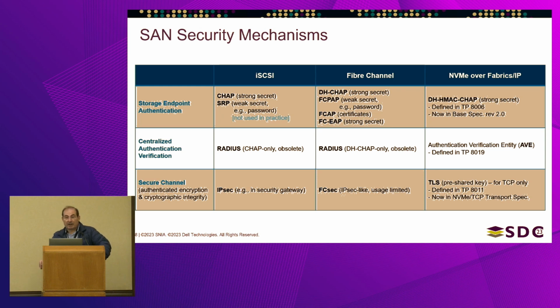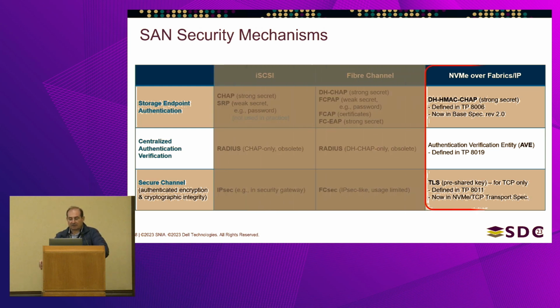This protocol requires a centralized authentication verification in order to be scalable, and that has been deployed for both Fibre Channel and iSCSI, that now is obsolete. And for NVMe, we defined the authentication verification entity. And for secure channel, we have different technologies: IPsec, FC-SP, or TLS for NVMe over Fabrics.